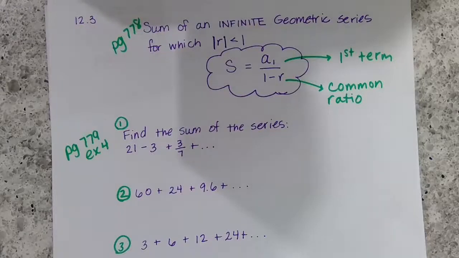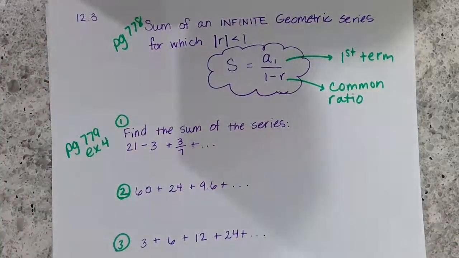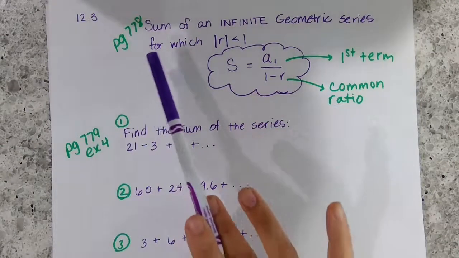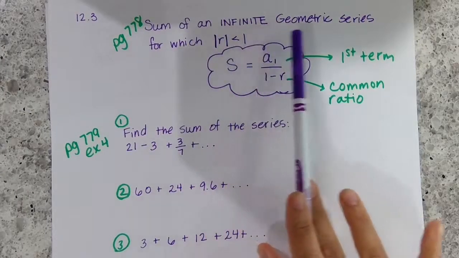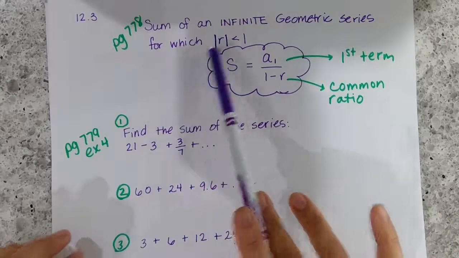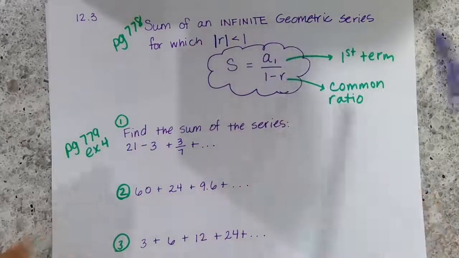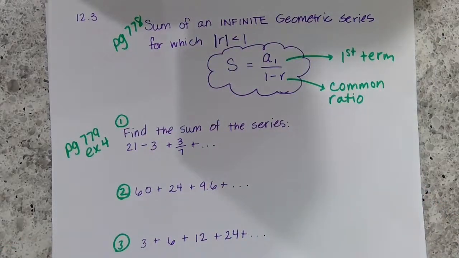So today we are doing section 12.3 and section 12.4. Take a minute, copy all this down, and then I'll explain it. This says, find the sum of an infinite geometric series, for which r is less than 1. Okay, the sum of an infinite geometric series.